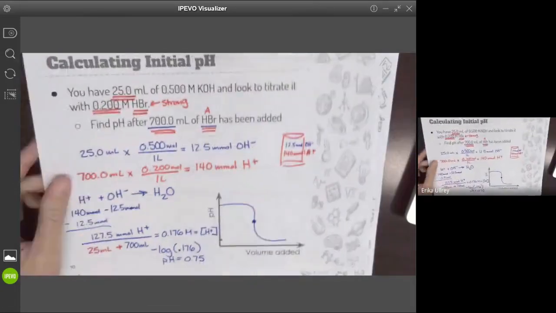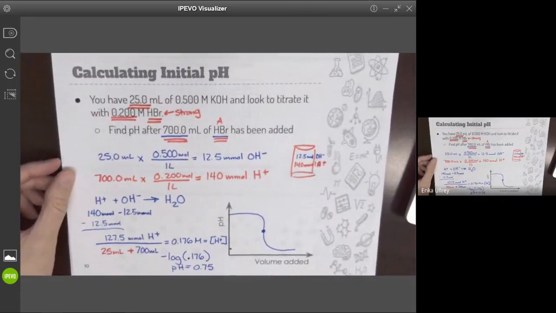Sorry, did anybody need another second with this? I just snatched it away. I know there was a lot of writing. Anybody need another second?